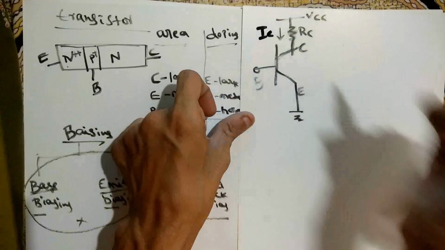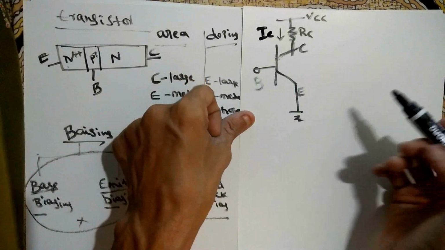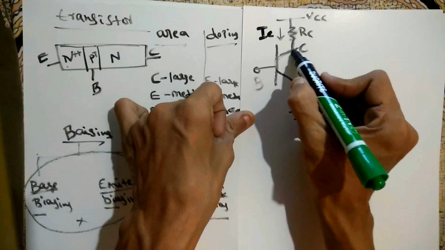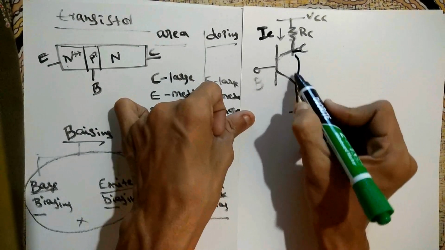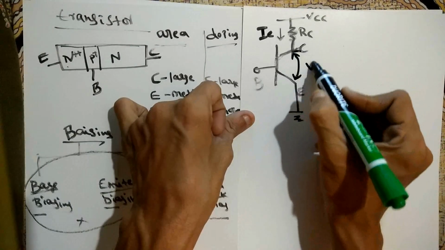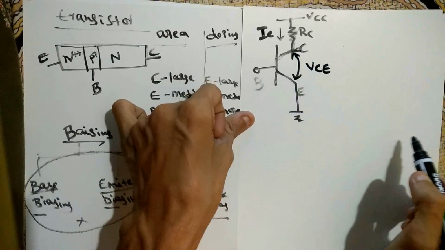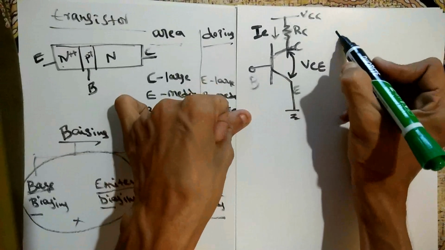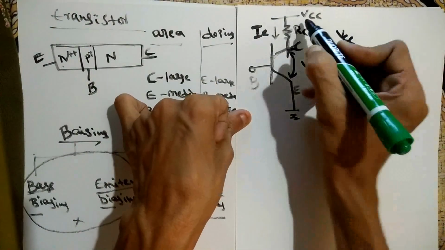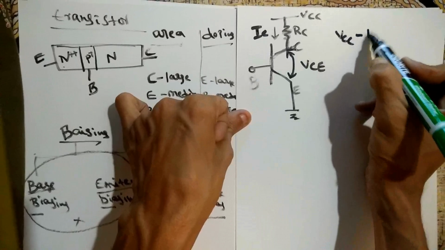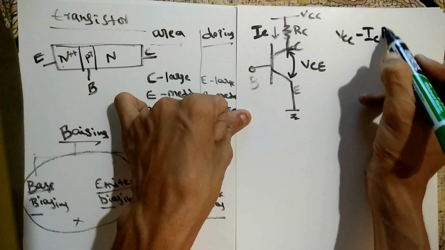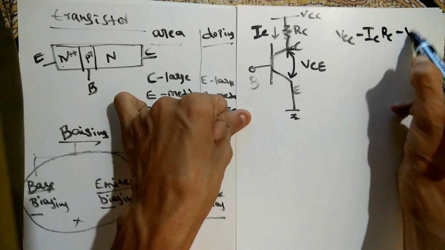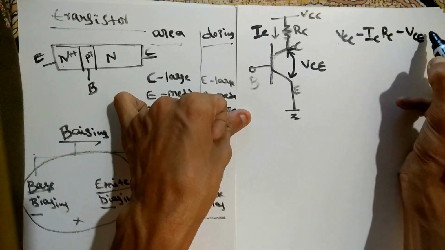The current is known as IC, and the voltage between collector and emitter we are calling VCE. If you apply KVL to this circuit, we get VCC minus IC RC minus VCE is equal to 0.